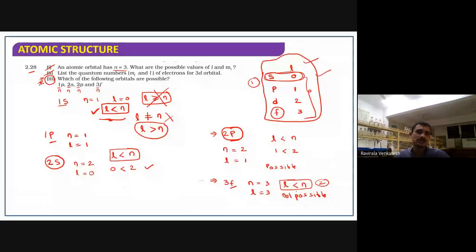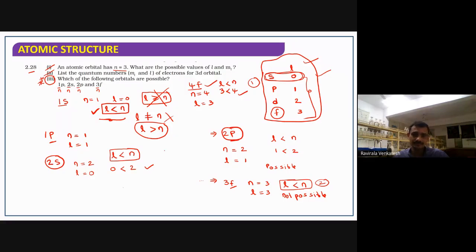3f is not at all possible, but 4f is possible. How is 4f possible? Let me see here. n is equal to 4 here, right? Now l is equal to 3. Then 3 is lesser than 4. l lesser than n. Yes, possible. 4f is a possible orbital. So you may get this type of question in examinations. Very simple thing. All of you practice.